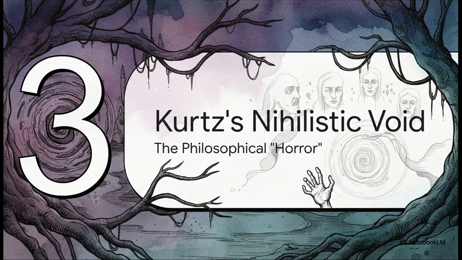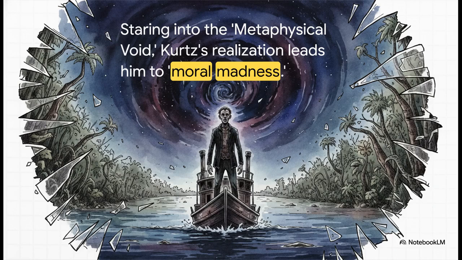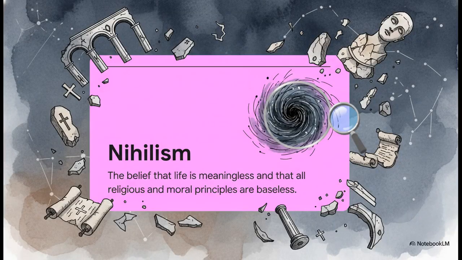Okay, let's push deeper, right into the philosophical core of this novella. We've looked at the world and the mind, and now it's time to face that terrifying realization waiting at the end of the river, the idea that literally drives Kurtz insane. So at the very climax of his journey, Kurtz has this massive revelation. He stares right into what the book calls the metaphysical void, and whatever he sees there sends him spiraling into moral madness. And the best way to understand that revelation is through the idea of nihilism.